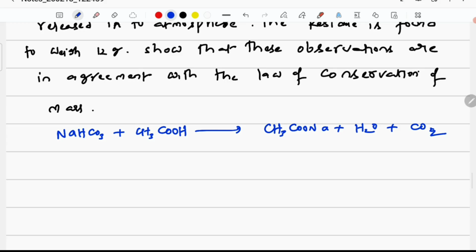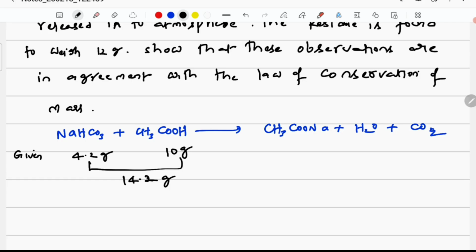So the initial mass, how much? 4.2 grams of NaHCO3 is added to a solution of CH3COOH weighing 10 grams. Here 4.2 grams of NaHCO3 is given in the question, and here 10 grams is given. Overall, how much are we getting? Here we are getting 14.2 grams, that is the mass of reactants.